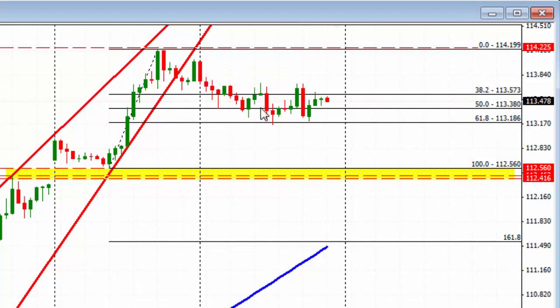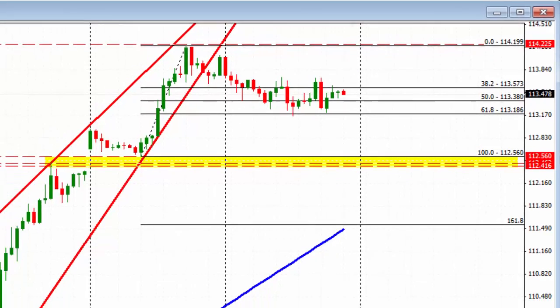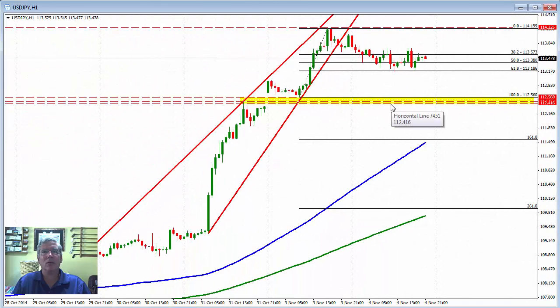Lots of people calling for higher levels in that currency pair. But there is some consolidation, some correction going on at the moment. We'll see if that continues. If the market comes down to this level around the 112.41 to 56 level, pay attention to that level. If that level holds, then we're okay for the upside. We continue to move to the upside.